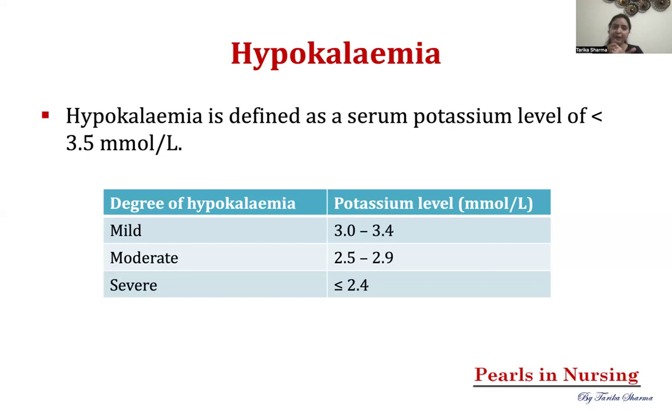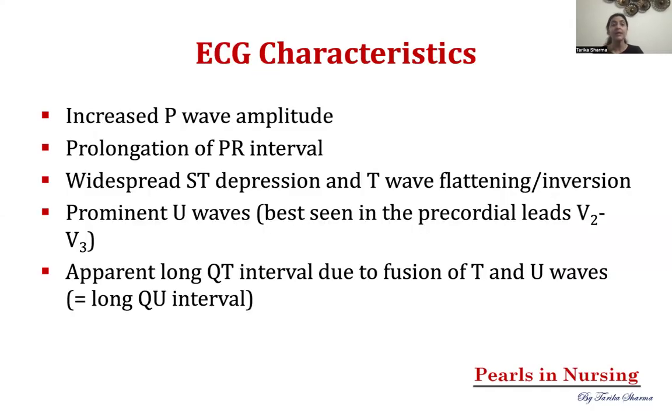If the patient has mild to moderate hypokalemia, you might not see the ECG changes that clearly. But if a person has moderate to severe hypokalemia, there will be prominence of the characteristics seen on the ECG graph paper. So what will the characteristics be? In a person who has hypokalemia, there can be increased P wave amplitude. The height, the amplitude of the P wave, will increase slightly.